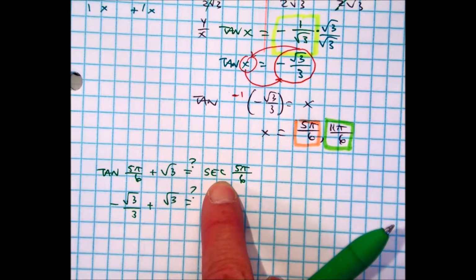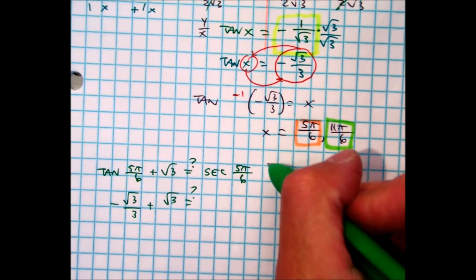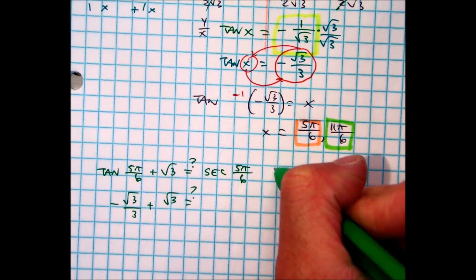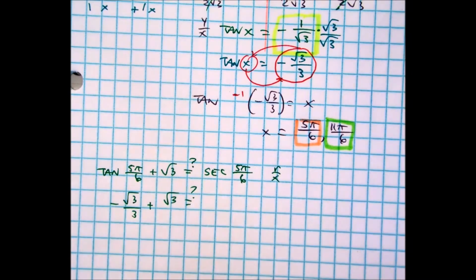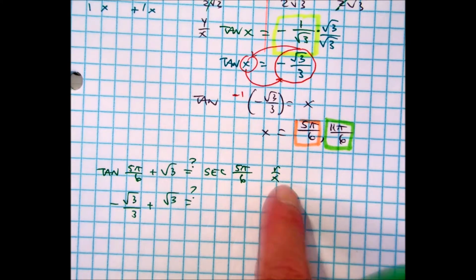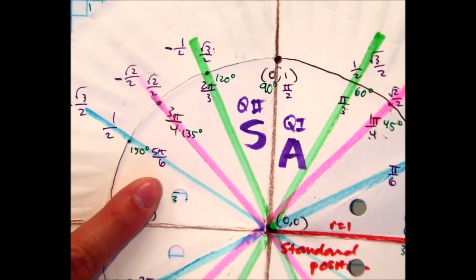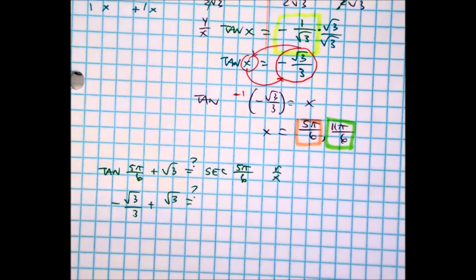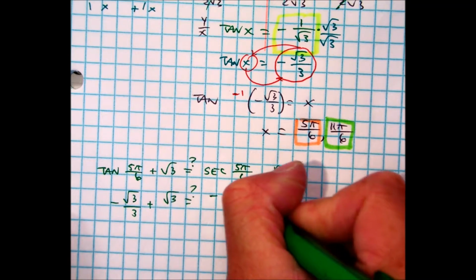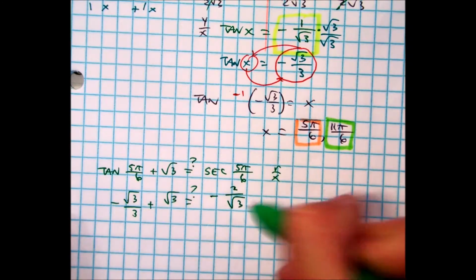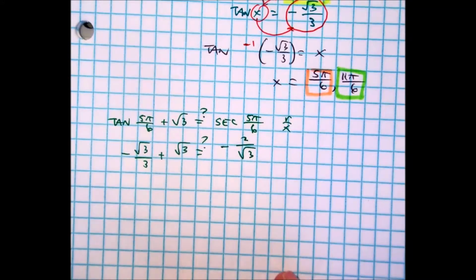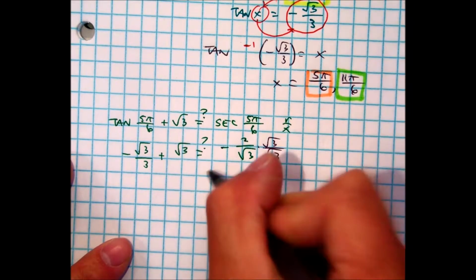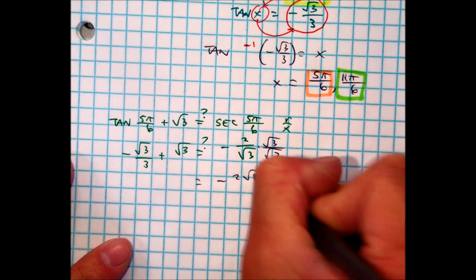So secant is which two sides, class? X, Y, and R? R over X. So I'm going to need to find cosine and just take the reciprocal. So 5 pi over 6 cosine. I have to take the reciprocal of that, so that's negative 2 over radical 3. If I rationalize it, I get negative 2 radical 3 over 3.